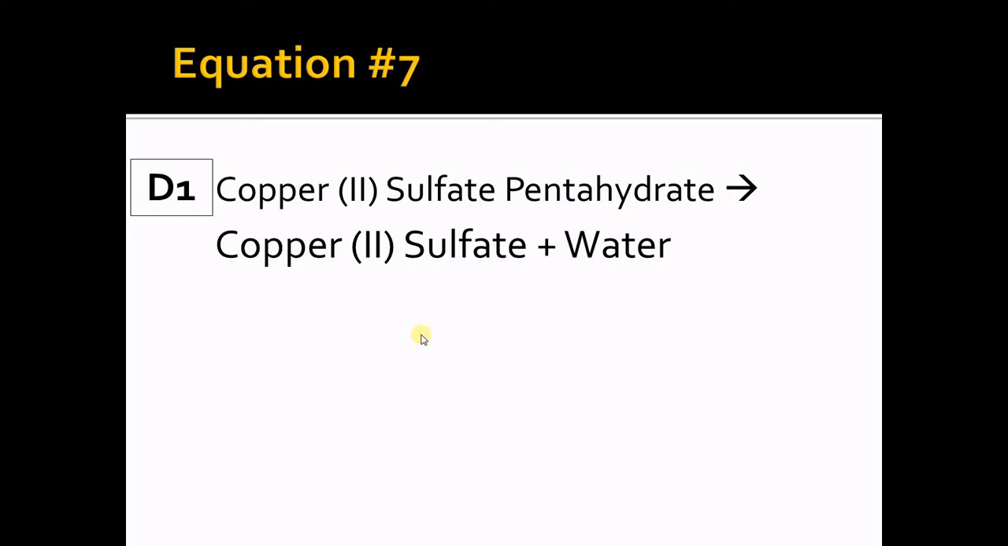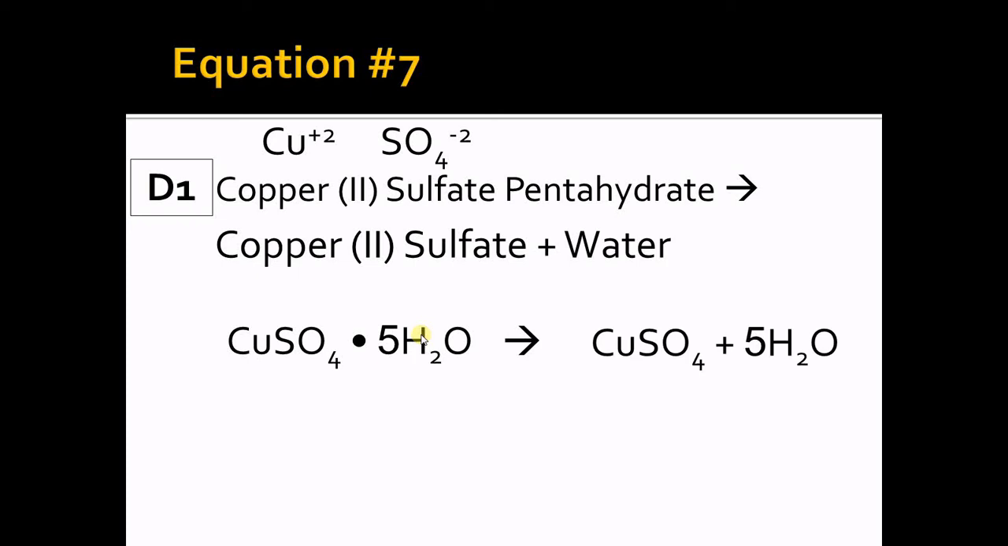Now, all we have to do is write the formula for this. So copper 2 sulfate, copper 2 is Cu+2, sulfate SO4 -2. When you write the formula for that, it is CuSO4, and then penta means 5, hydrate is water. So CuSO4 dot 5H2O. Well, guess what? Look at your products. It's copper 2 sulfate again, and then it says plus water. All you have to do is take away the dot, put a plus sign, and you're done. It's already balanced for you as well.